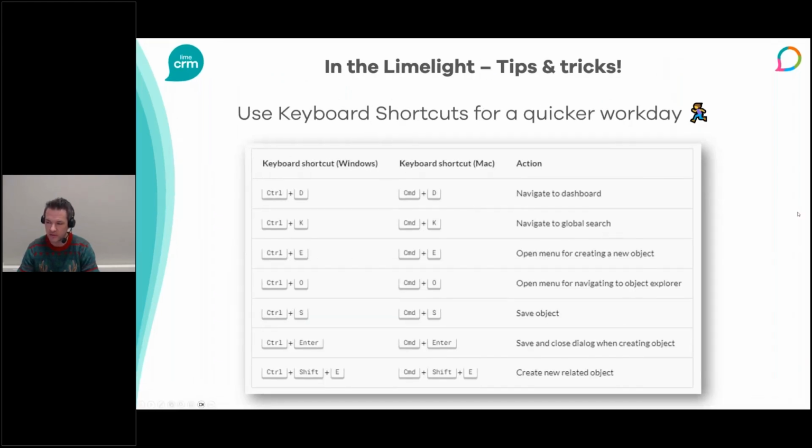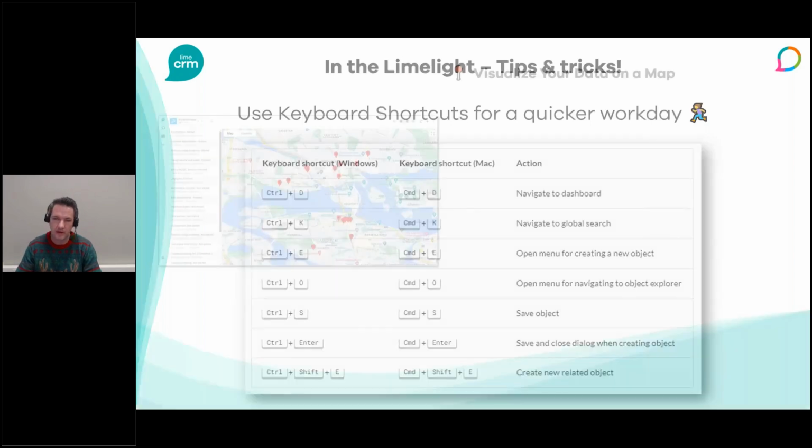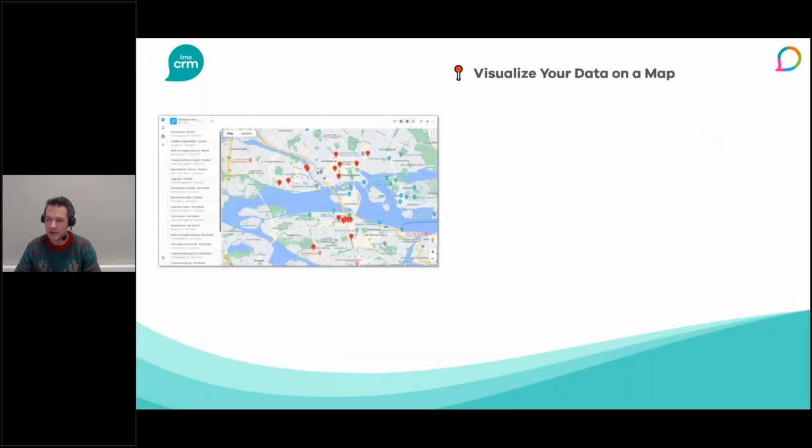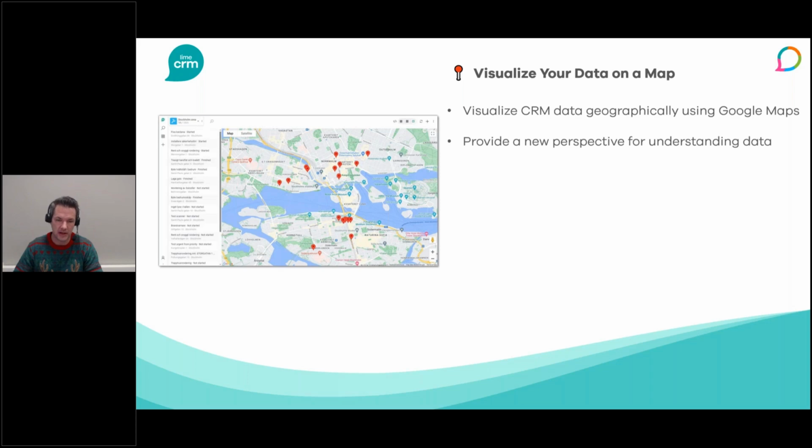Let's proceed with the agenda. And I'm going to start with one of the most exciting new features during 2023, which is visualizing your data on a map. So this new Maps add-on integrates with Google Maps, allowing you to visualize CRM objects on a map, enhancing decision making and making it easier for planning various tasks that you have in your workday. It also gives a new perspective for understanding your data.